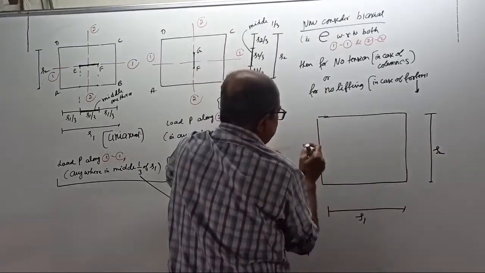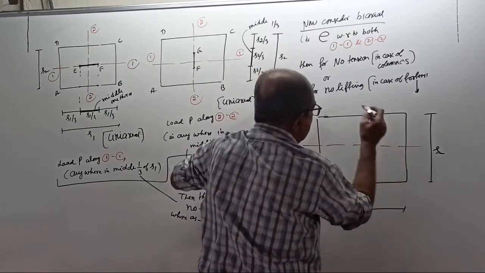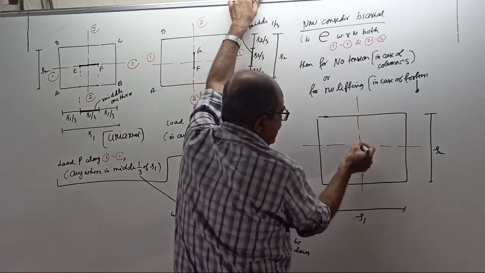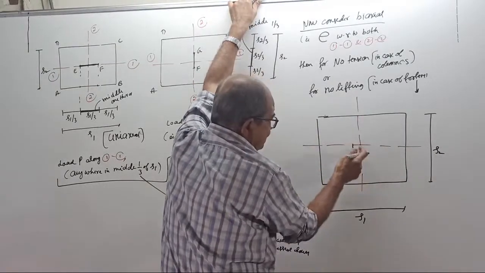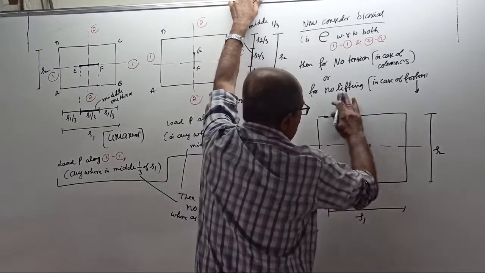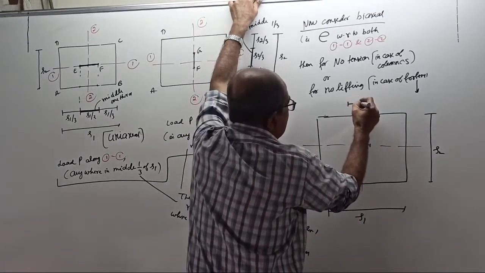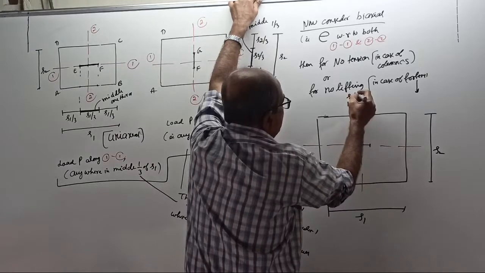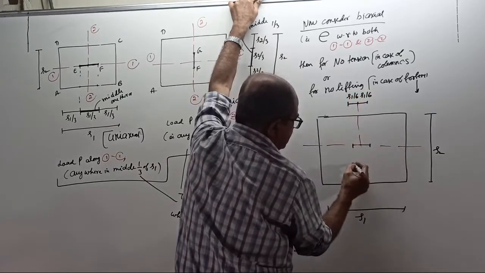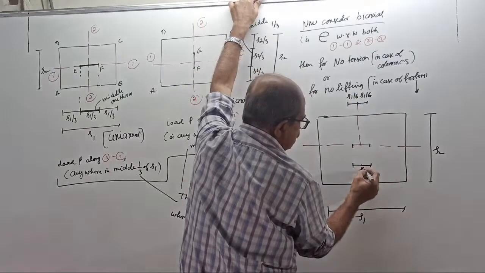Divide. This is the axis. These are the axes. From here, 1/3, 1/6 of S1. Here, 1/6 of S1. I write here now. This cut is S1 by 6. The total is how much? Total is S1 by 3.